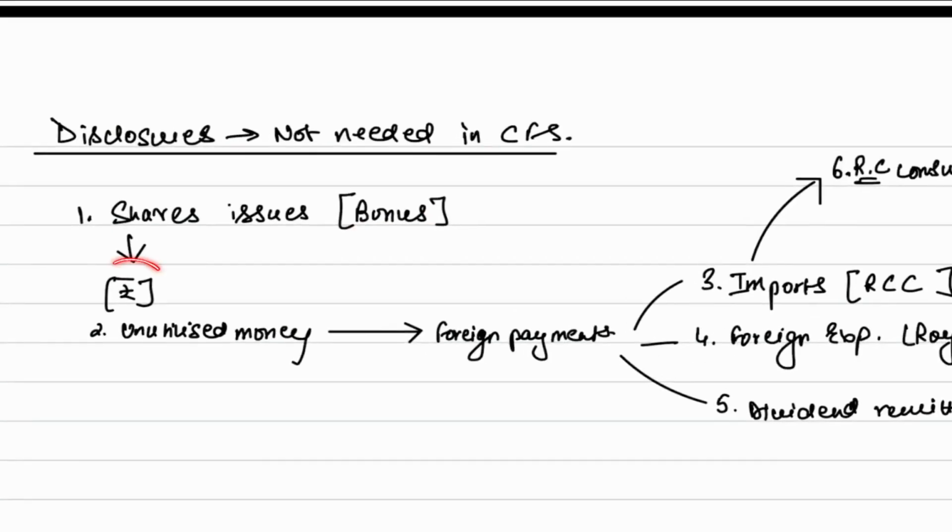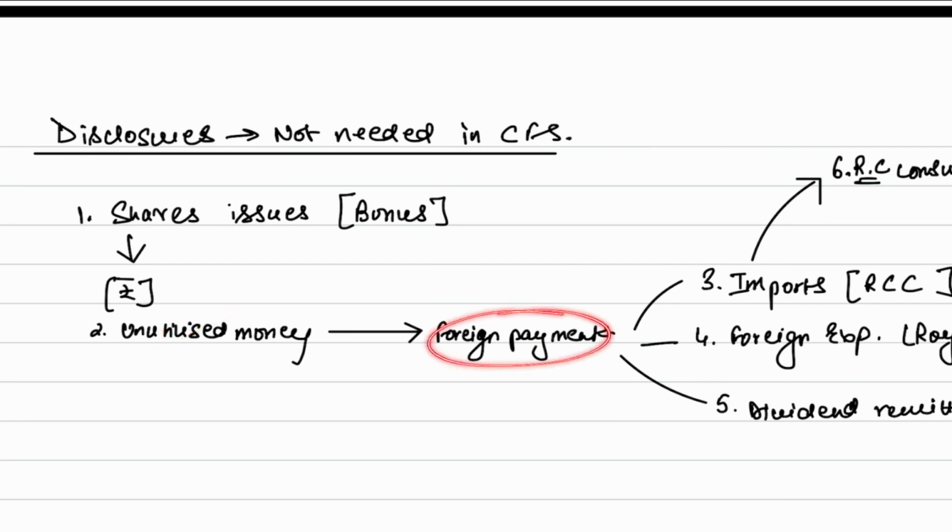Now, when you issue the shares, you get money. Sir, how do we get money out of the bonus share? Shh. It's a memory technique. Just go with the way I am telling you. So there is money and that money is unutilized. Okay, sir. So you give the disclosure of the unutilized money out of the share issue.